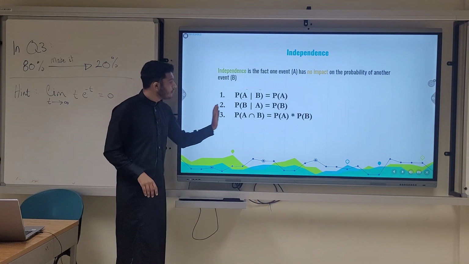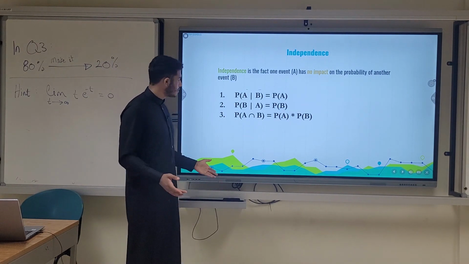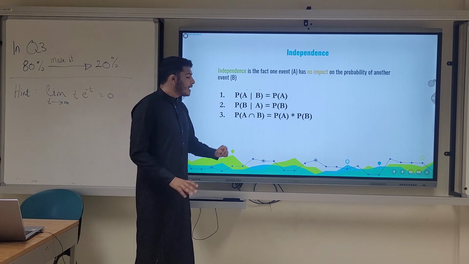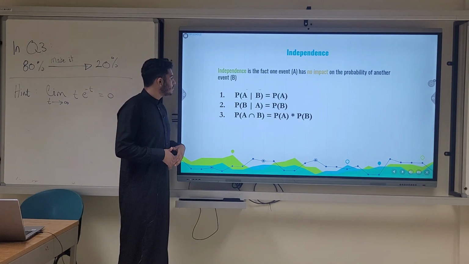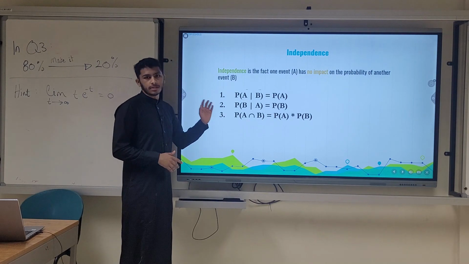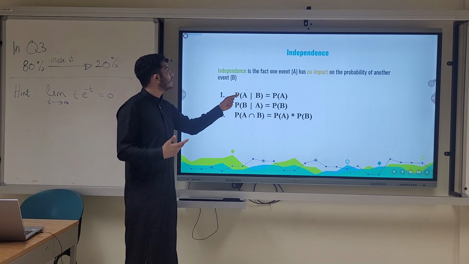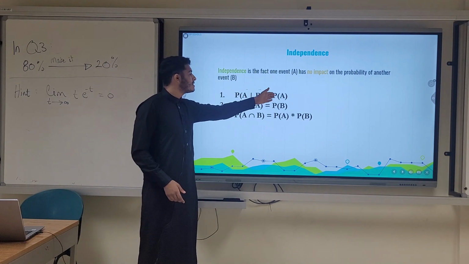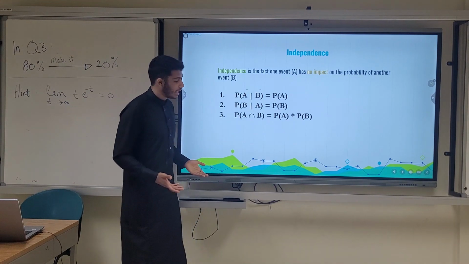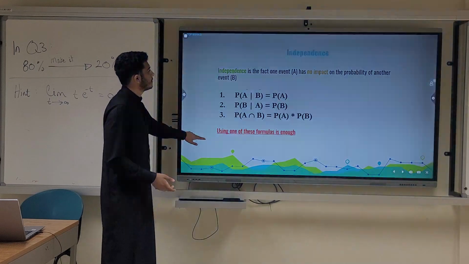But we have here some formulas to make sure that the data we have is independent from each other. Using either one of them is going to be okay. If you use one of them and you get the answer, you don't need to use the rest. So if these formulas are correct, then you are going to end up with independent events. But if you get this side not equal to this side, then your data is dependent on each other. Using one of these formulas is enough, of course, as I have mentioned.